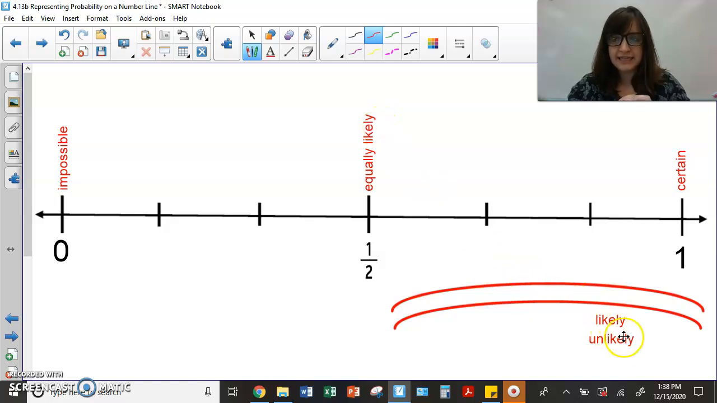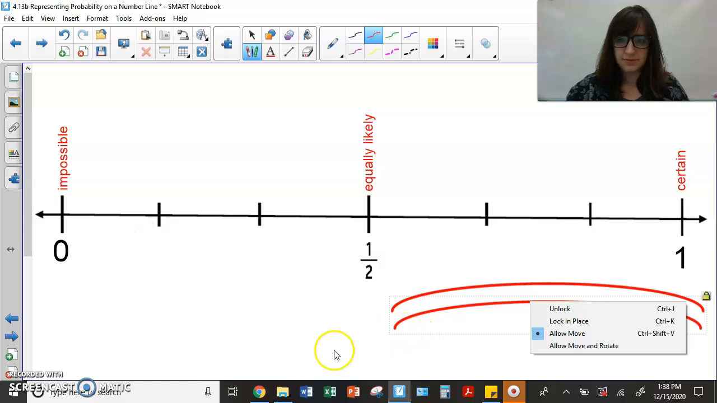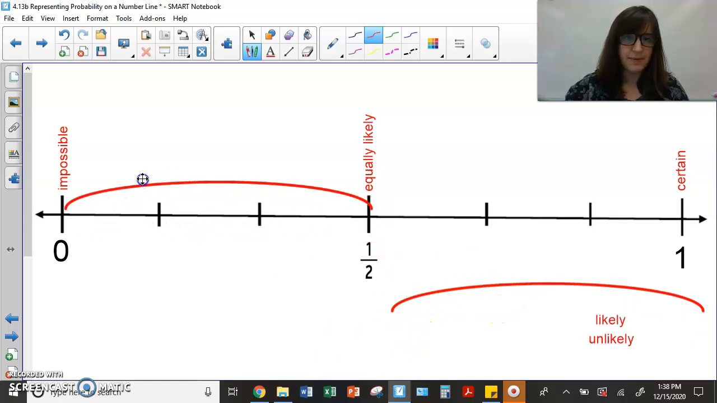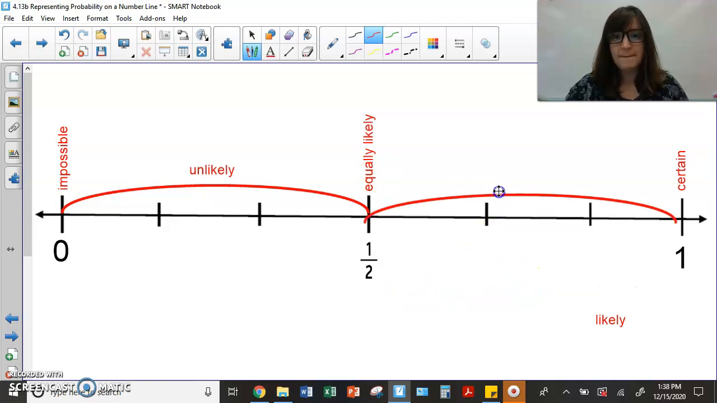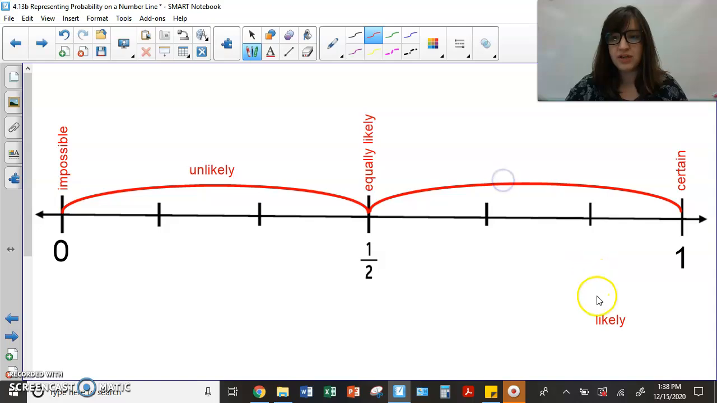My words likely and unlikely are a big range, okay? So from impossible to equally likely is a range, okay? If something is more than impossible but less than equally likely, then we would call it unlikely. If something is more than equally likely but less than certain, then we call that likely. So these words are big ranges.